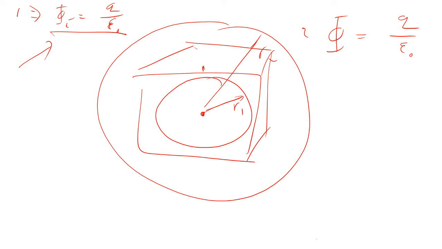The total flux on the sphere on the outside is Q over epsilon naught. The electric field always starts and stops at charges, and there are no charges between the inner sphere and the outer sphere. Therefore, the total flux is the same. So that means the flux in the sphere is going to be Q over epsilon naught.